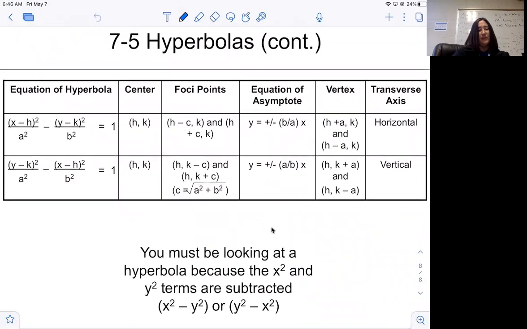Very similar to what you just saw, but it's a minus in the middle instead of a plus. Again, we give equations of how to find the foci, the equation of the asymptotes. If you notice, it has the asymptote going both directions. Those are the diagonal lines that it's getting really close to. Then how to find your vertex, and what your transverse axis is. So is it horizontal or vertical? And that is controlled again by which value has the highest. Is it your x squared or your y squared that has the highest value underneath?